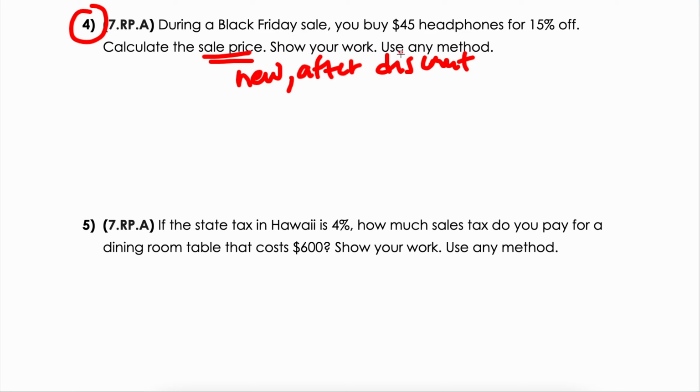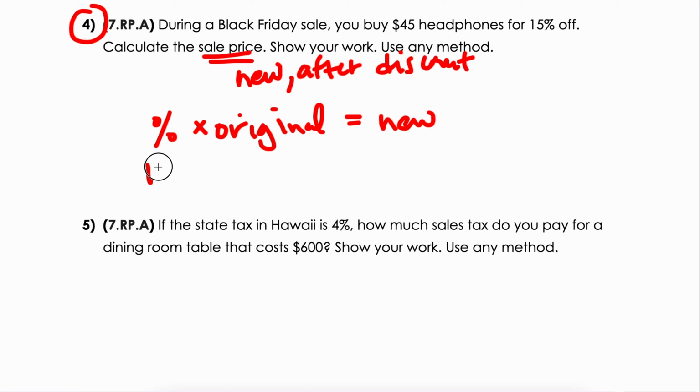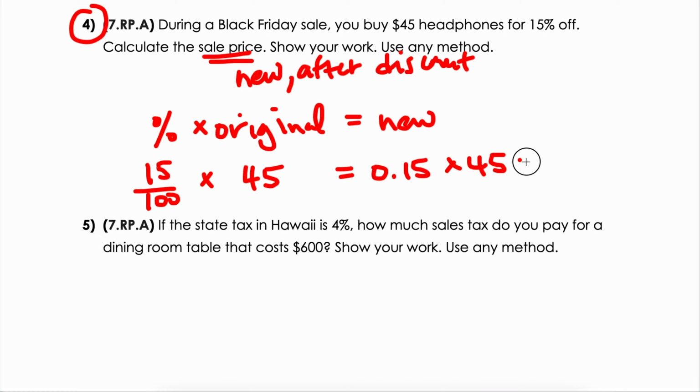Okay, so using method 1, again, percent times the original amount will get you your new price. All right, so before I use this method, let me think. If I want to just calculate the discount, then I can use the percent 15 out of 100, multiply by my original, which is 45, and then I'll get my discount. So let's do that. 0.15 times 45.